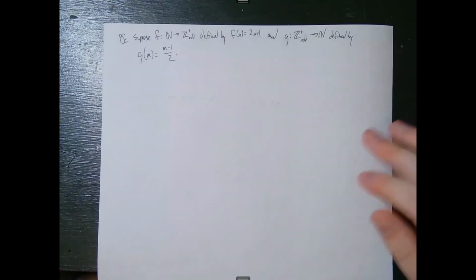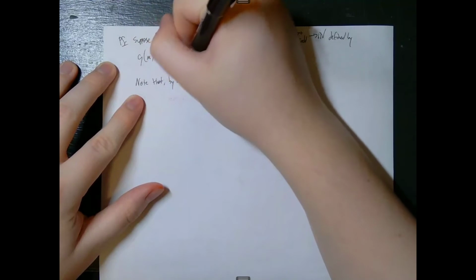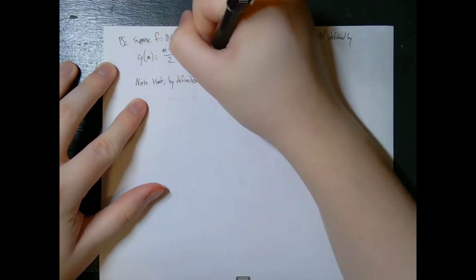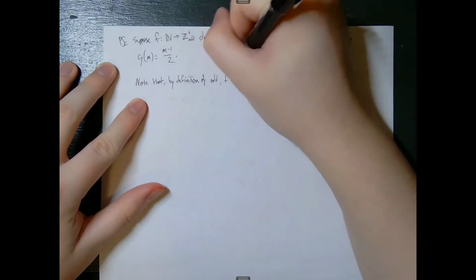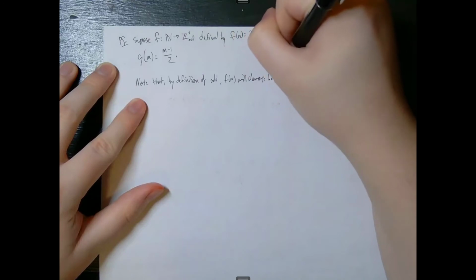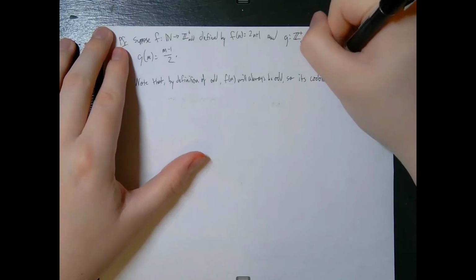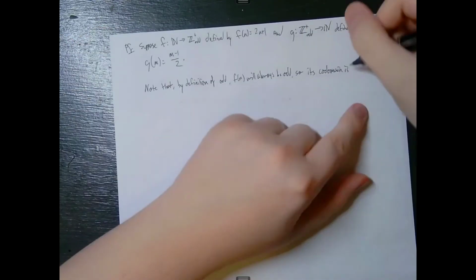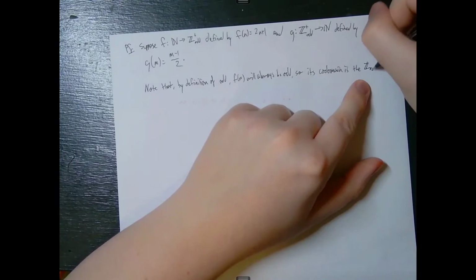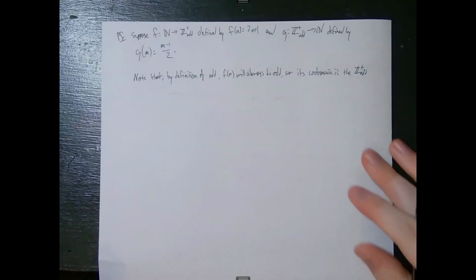I'm going to add in a couple notes on why we know that the codomains of the functions are good. So what I'll say is that note that by definition of odd, f of n will always be odd. So its codomain is the odd positive integers. Basically, I'm justifying why we can say that f is a function. Just briefly justifying that.